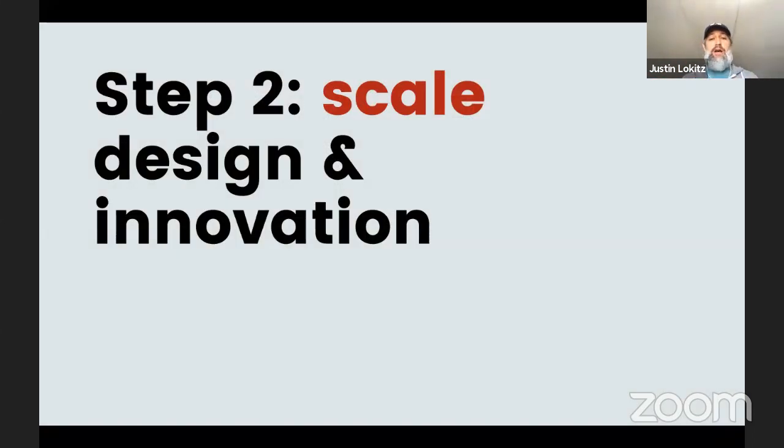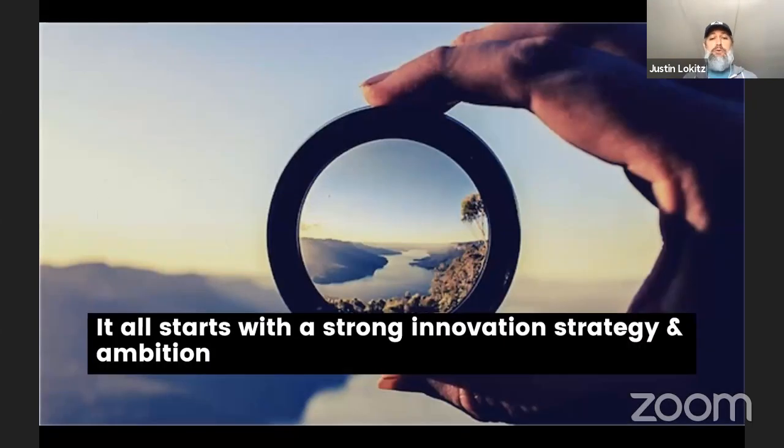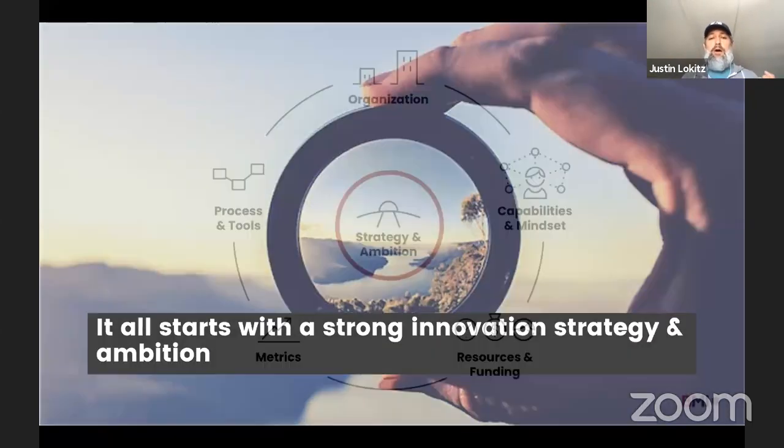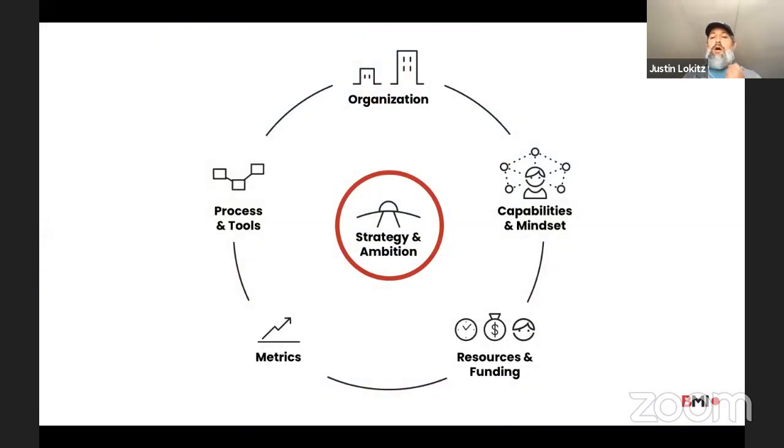Step 2 in all of this: you have to be able to scale design and innovation in your organization. Because if you're going to go through a shift, you must realize that it's not going to be the first shift. It's going to be a shift of many shifts. It's probably going to be many business models that have to go through these changes. All of that starts with a really strong strategy and ambition and a vision to go through these changes and see some of these things through.